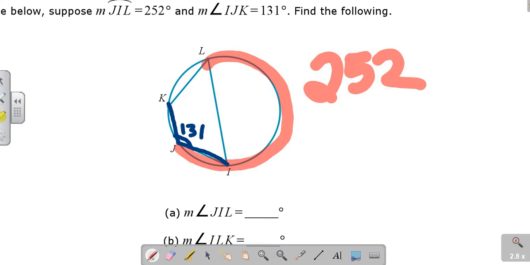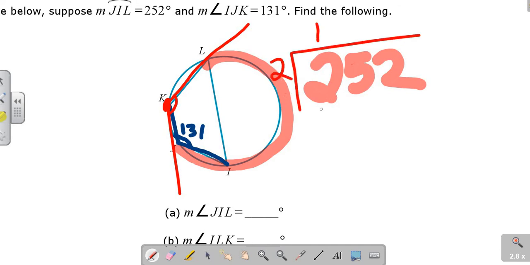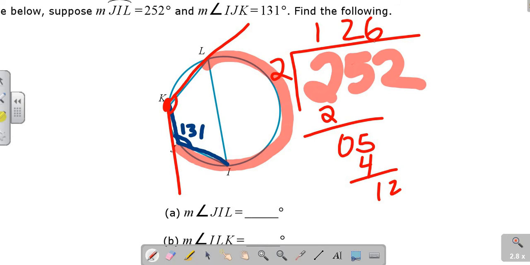So step number 1. This is inscribed. I'm going to stretch it out, and it grabs the red, which means it's half. Angle K is half of 252. So if I go like this, 2 goes in there once, 2 goes in there twice, and we get 126. Okay, that's 126.